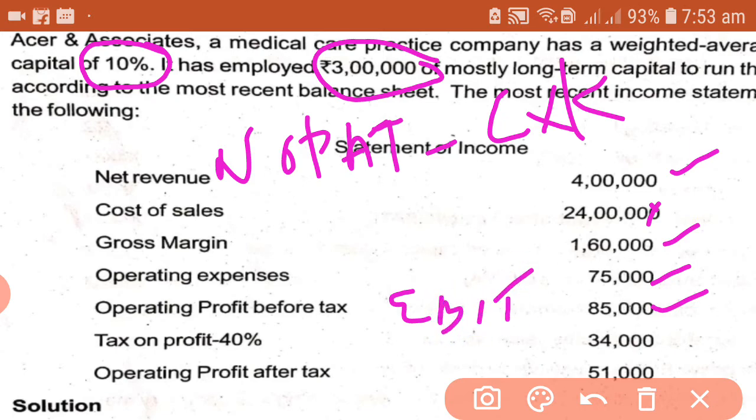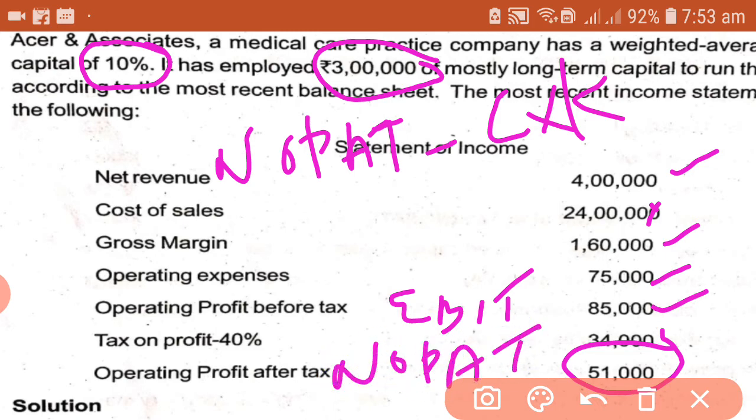Then next is tax on profit. Here in this case there is no interest given. So our NOPAT will be this amount. There is no need to go through other calculations. So this is operating profit after tax, that is NOPAT. In this case there is no need for calculation because this income statement does not involve interest. So NOPAT is calculated as 51,000.